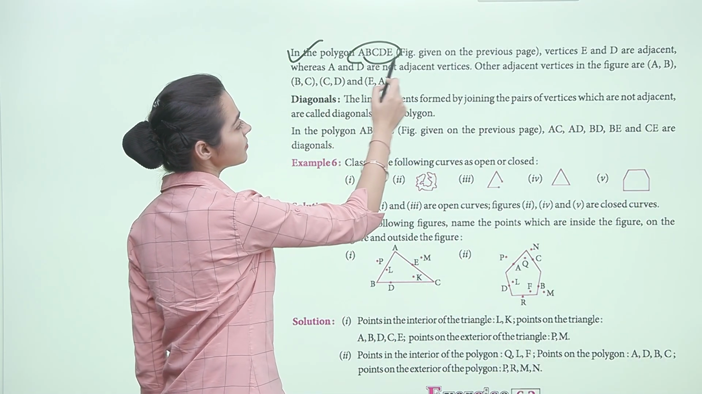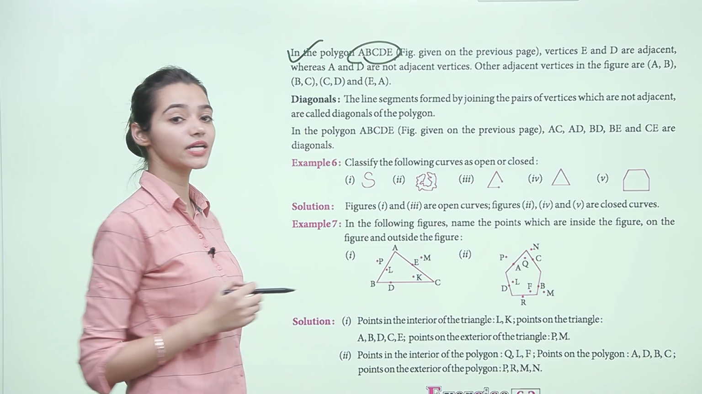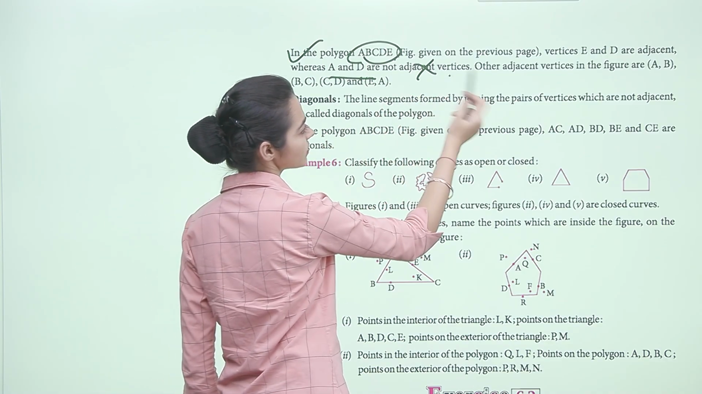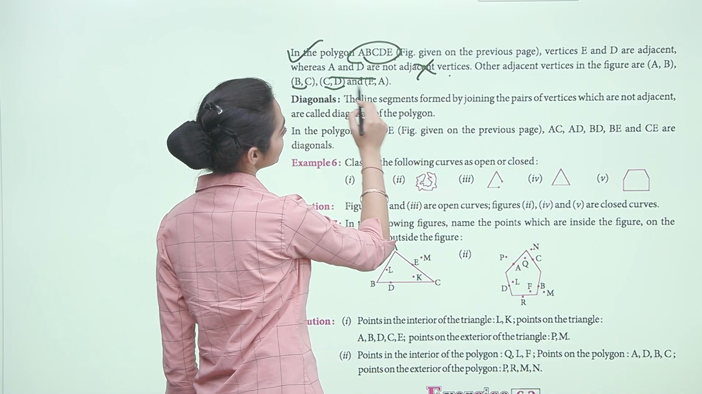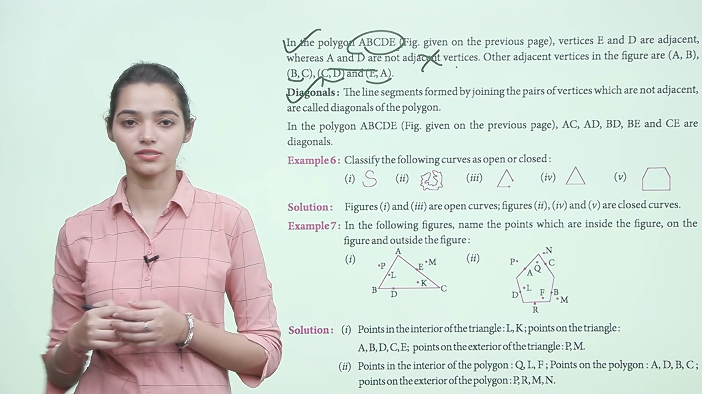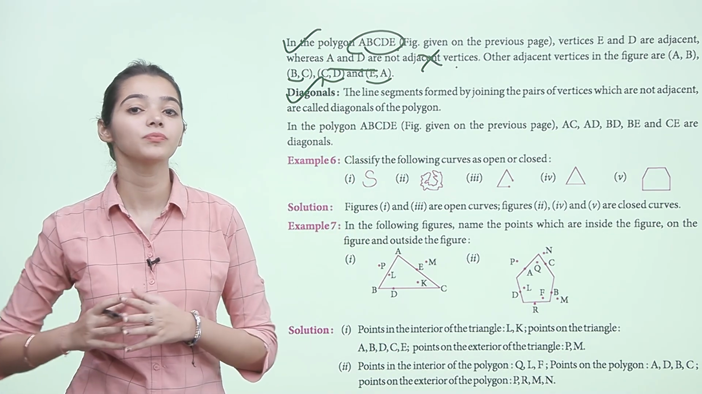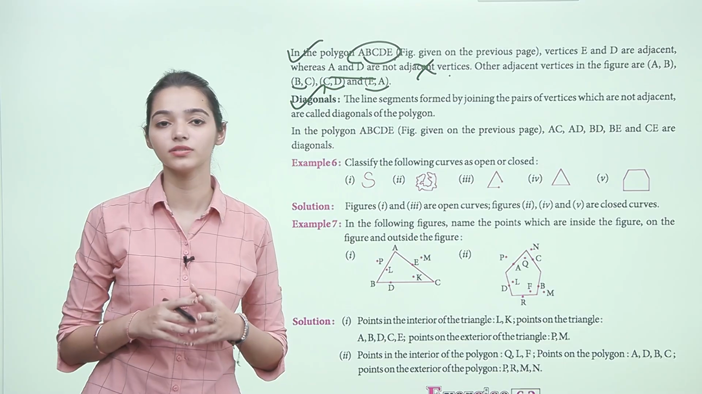So in this polygon ABCDE, vertices E and D are adjacent, and A and D are not adjacent vertices. Other adjacent vertices are B, C; C, D; and D, E. Diagonals: the line segments formed by joining pairs of vertices which are not adjacent are called the diagonals.